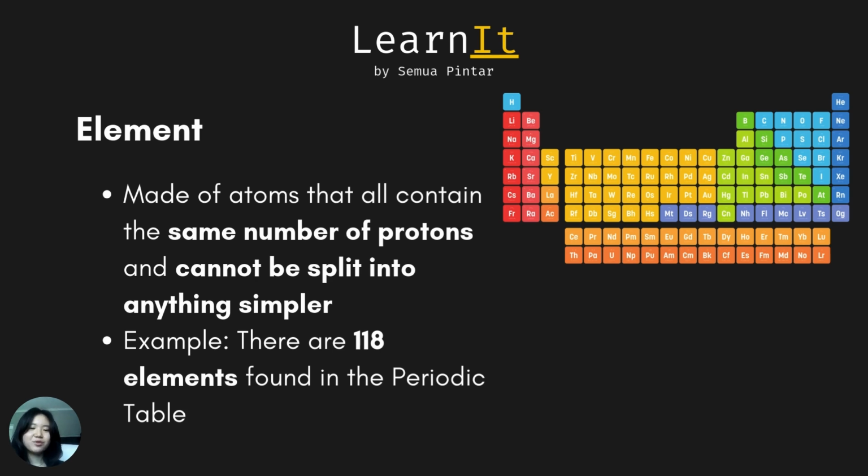I'm going to start off with what is an element. It is a substance made of atoms that all contain the same number of protons and cannot be split into anything simpler. So the key words here are that an element is made of atoms that all contain the same number of protons, and they cannot be split into anything simpler.